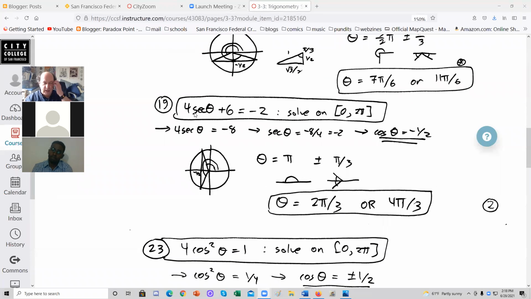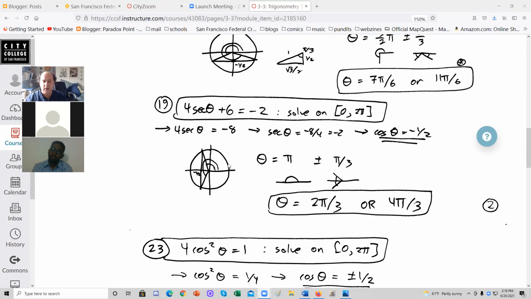Here, 4 secant x plus 6 equals -2. Solve on the unit circle from 0 to 2 pi radians. Okay, well, first we subtract 6. 4 secant x equals -8. Then divide by 4. Secant theta equals -2. Then take reciprocals. Cosine theta is -1/2.